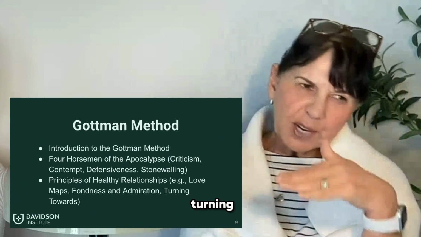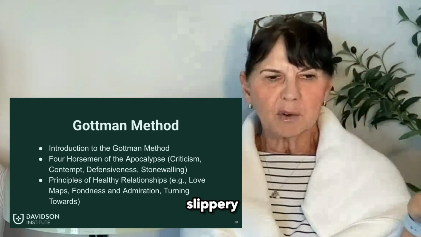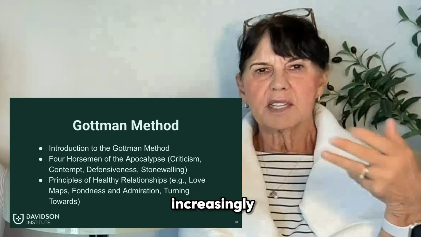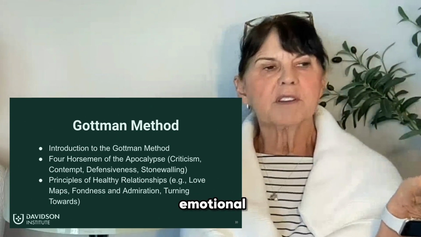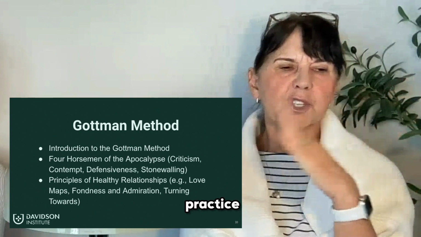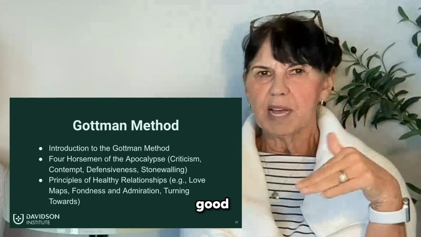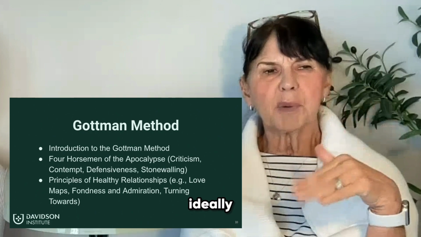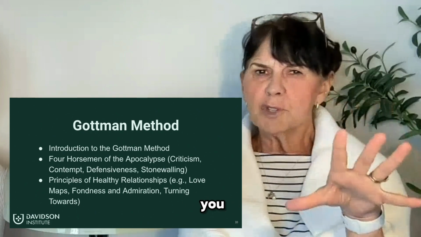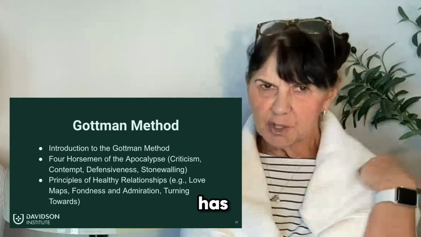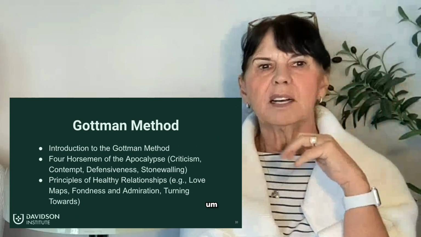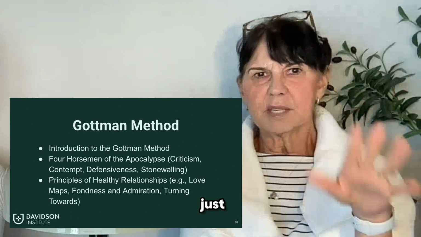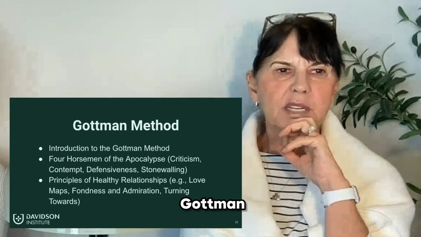So turning away can be a bit of a slippery slope. And we see that increasingly with technology and what we call emotional affairs, if you will. So maybe practice turning towards your partner, the good, bad, the ugly. Ideally, your partner should be your go-to person, the person who has your back, the person who sees you, the person who hears you. So those are just a bit of an overview of some of the Gottman strategies.